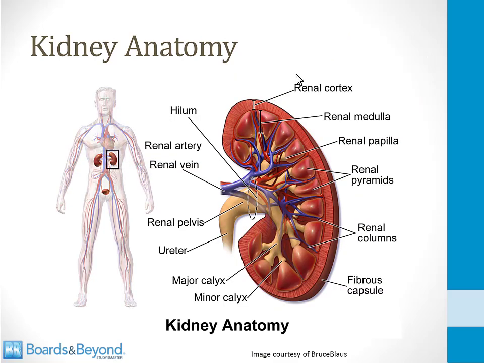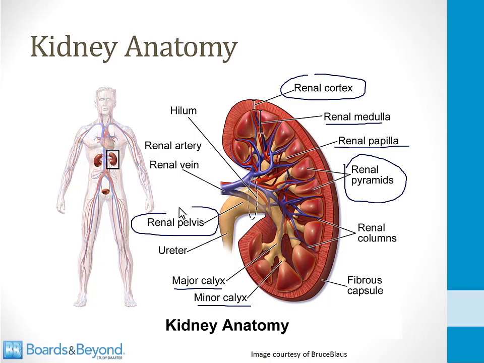Here's another picture just to make these structures more clear in your mind. The renal cortex is the outermost section of the kidney. Inside of the cortex you find the medulla, which contains the renal pyramids. Where the pyramids meet the collecting system, that's called the renal papilla. And then finally you have minor calyces, which collect urine from a single medullary pyramid, and major calyces, which collect urine from multiple minor calyces. They all drain into the renal pelvis, which leads to the ureter and goes to the bladder.